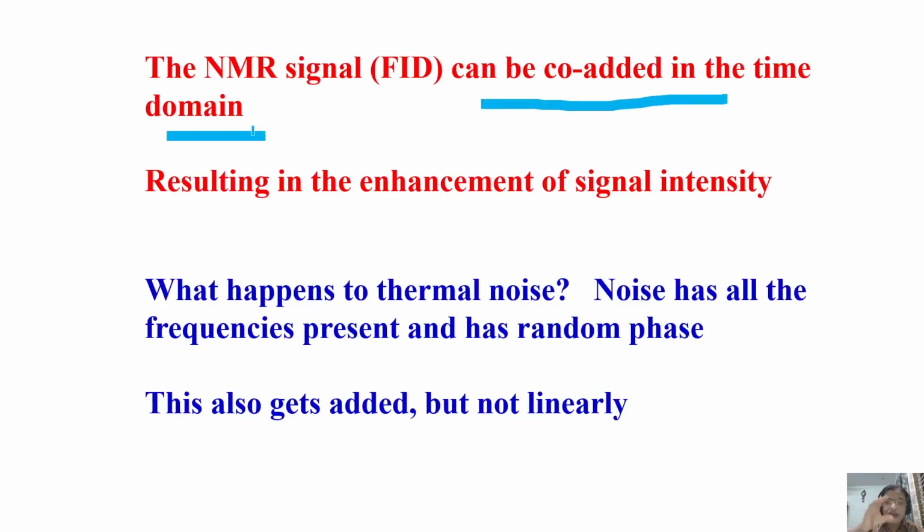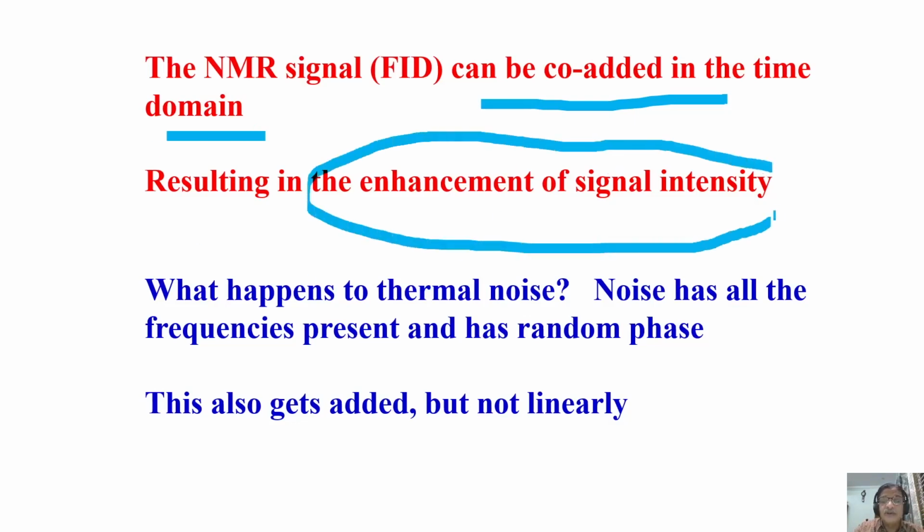In the time domain, you send the radio frequency pulse, collect the free induction decay. Send another one, collect the free induction decay over this. You keep adding it. Then at the end, when you do the Fourier transformation, you will see the enhancement in the signal intensity.